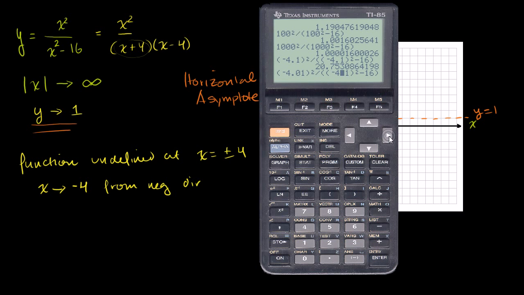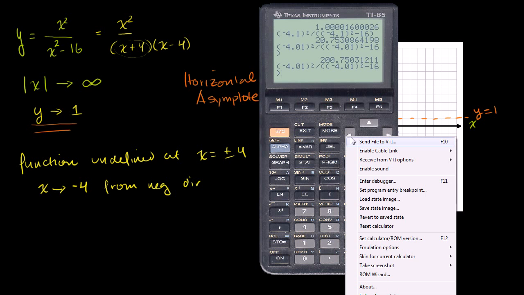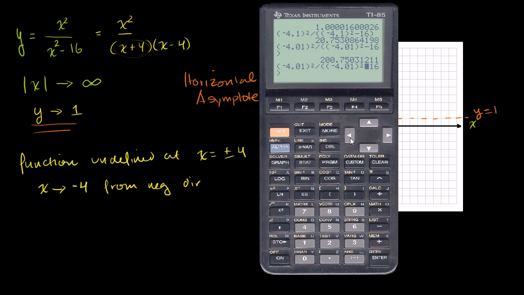And then over here, this is negative 4.01. Now we went to 200. So we're getting to larger and larger values. Let's try negative 4.001. Oh, whoops, that's not what I wanted to do. So instead of 4.01, I want to do 4.001, and over there, negative 4.001. And what do we get?